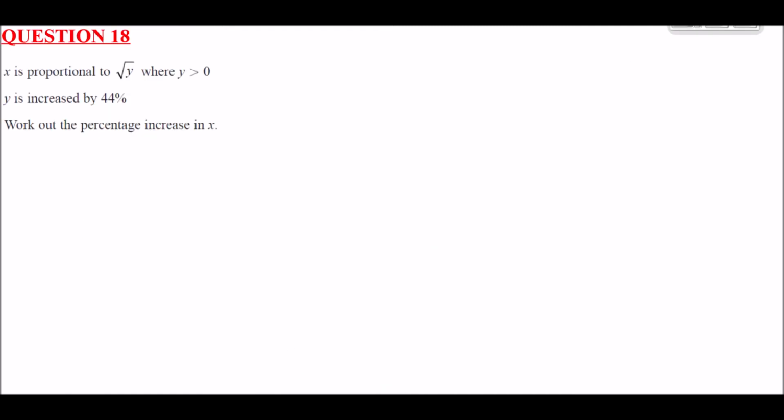Question 18, we're told that x is proportional to the square root of y, where y is greater than 0. We're then told that y is increased by 44%. So work out the percentage increase in x. So first of all, if x is proportional to the square root of y, this symbol obviously just means is proportional to. The proportionality symbol can be replaced with an equals sign. If it's direct proportion, it means that x is equal to some constant multiplied by the square root of y. So it's k times the square root of y.